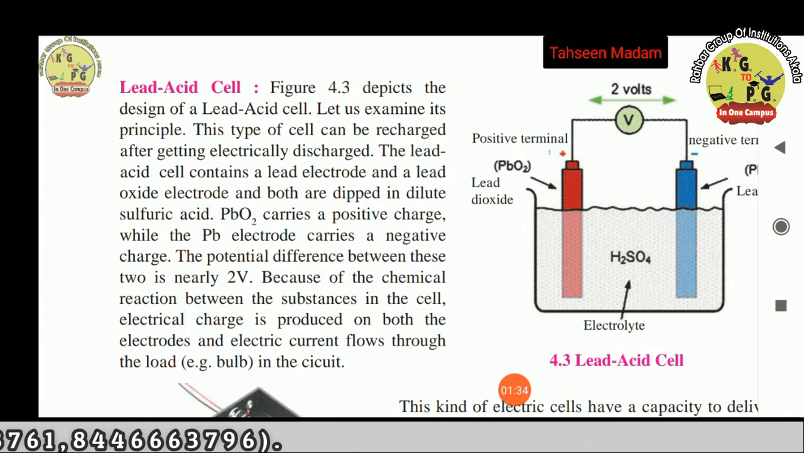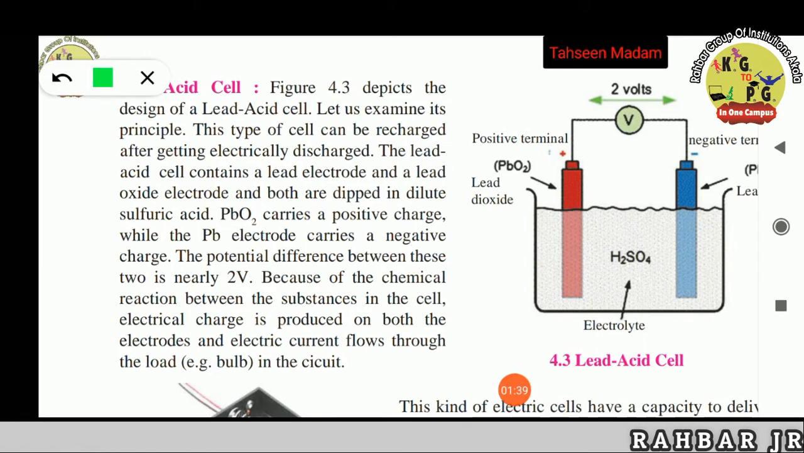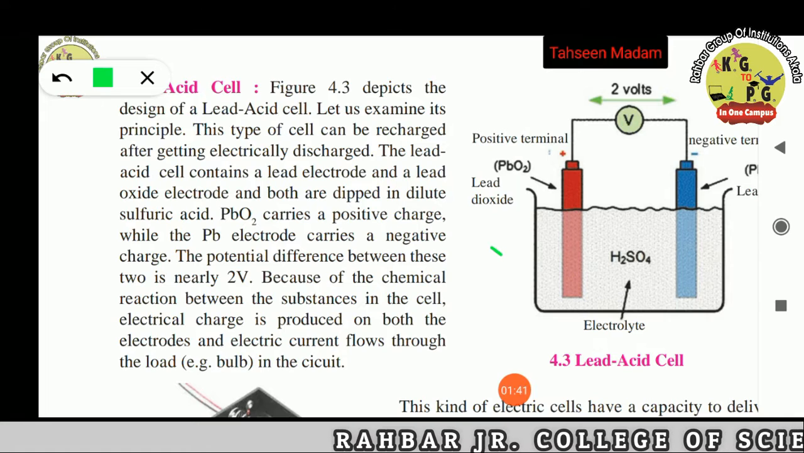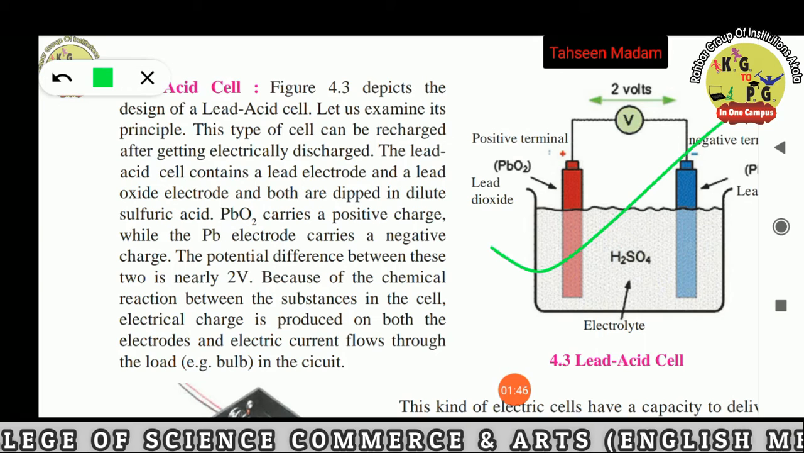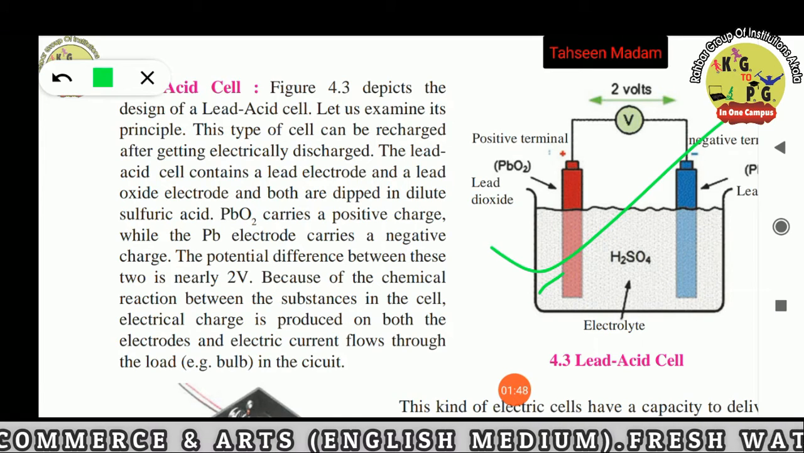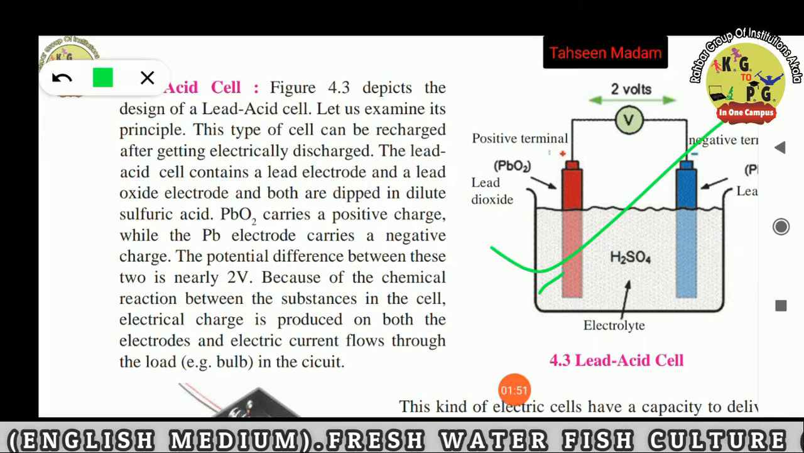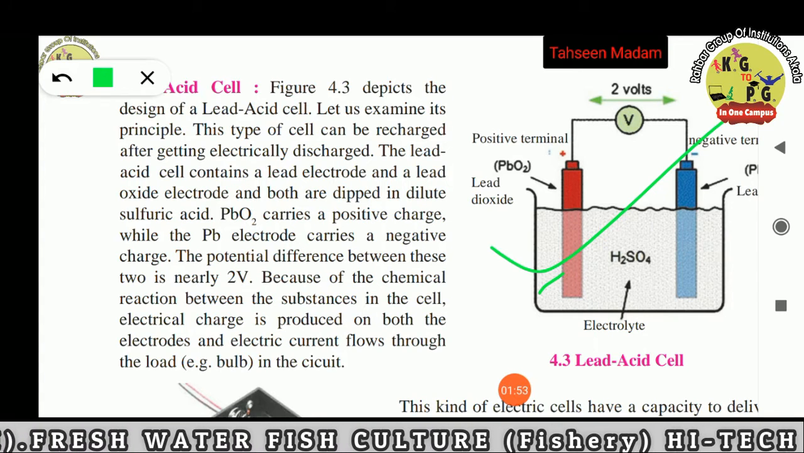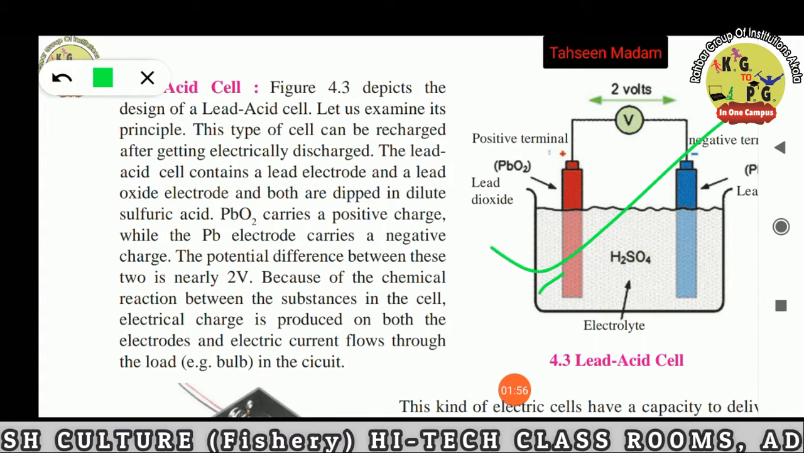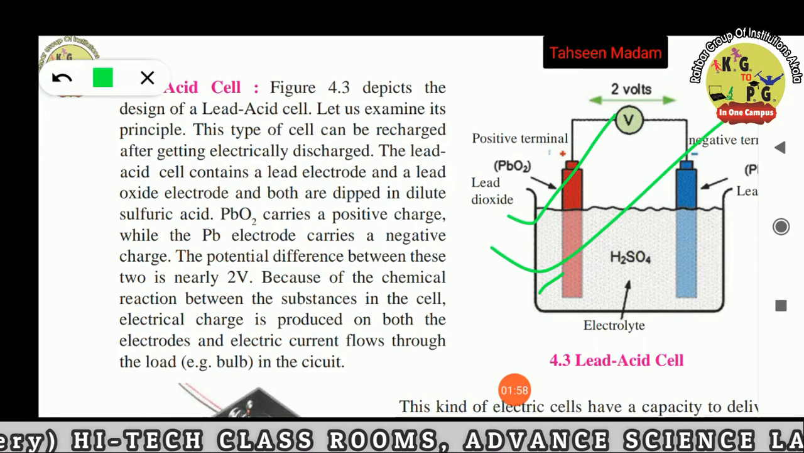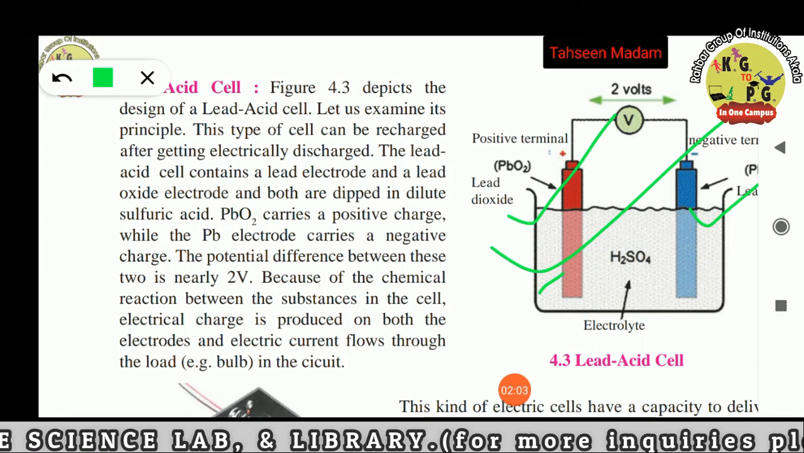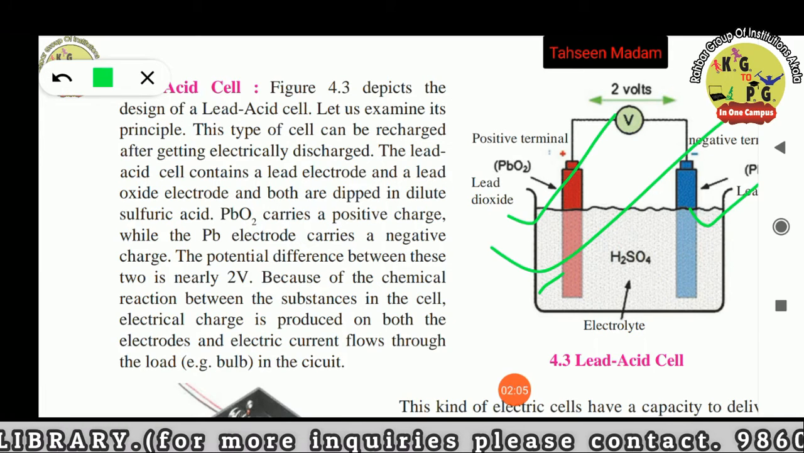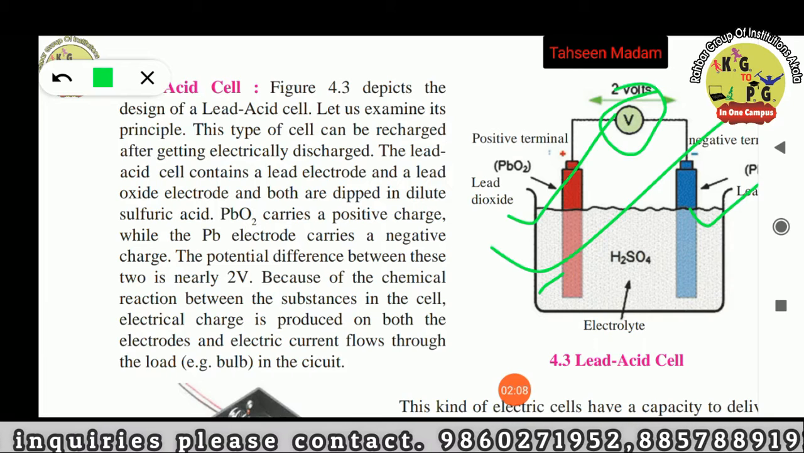PbO2, lead oxide, carries a positive charge. Yes, this is a diagram of lead acid cell. Here, two rods are dipped into H2SO4. One terminal is positive and the other terminal is negative. First, lead oxide PbO2 is positive, and negatively this is Pb. In the center of the connection there is a voltmeter.